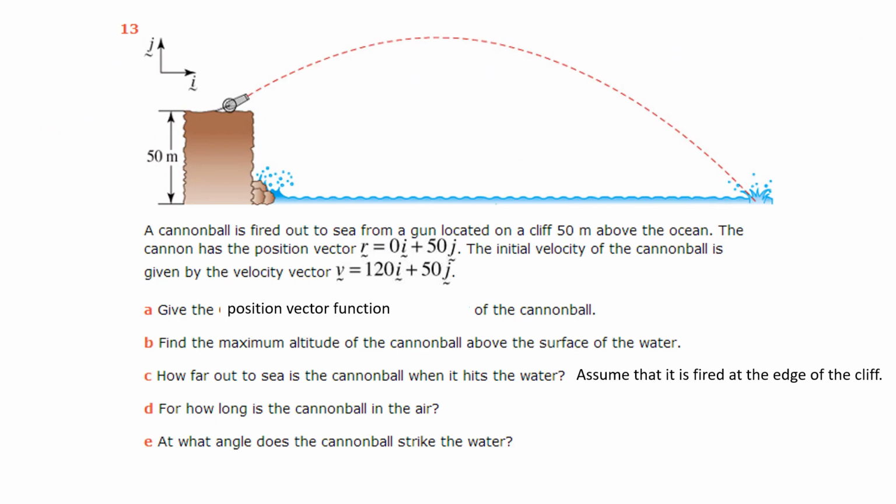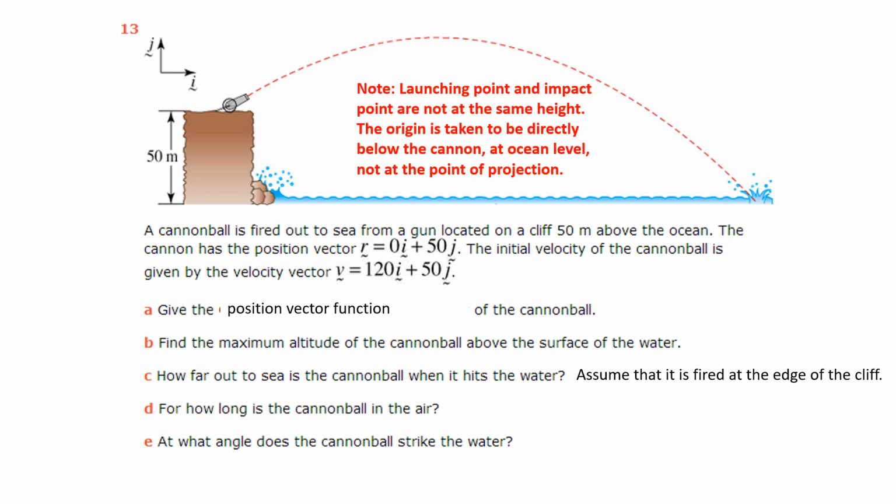Okay, guys, we're going to finish off this vodcast on projectile motion with a couple of problems that should bring into relief the two techniques we've been discussing so far. This is a nice problem because, of course, the point of projection is not equal to the origin, and we're fixing the origin at sea level, as you can see. So launching point and impact point are not at the same height, so you need to think about it.